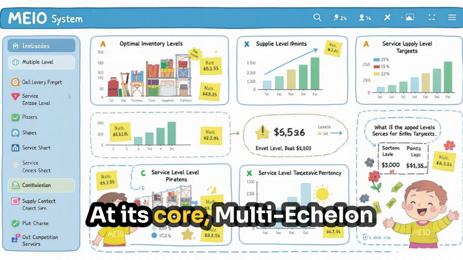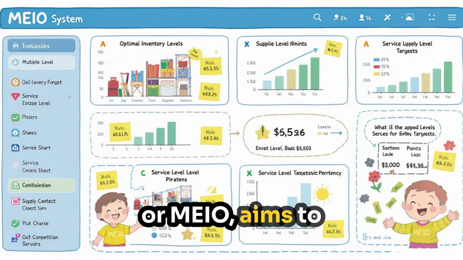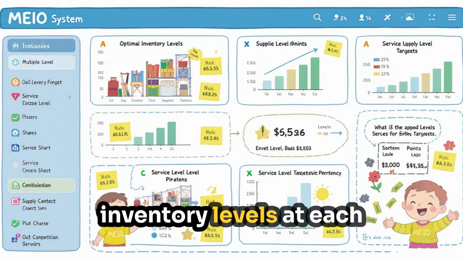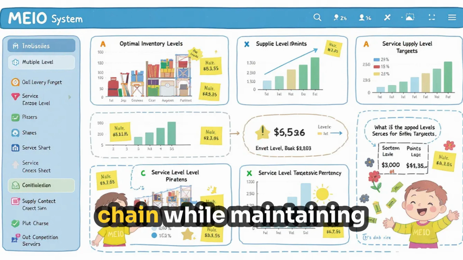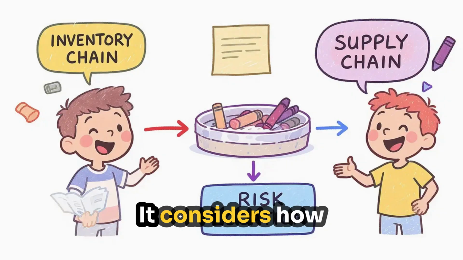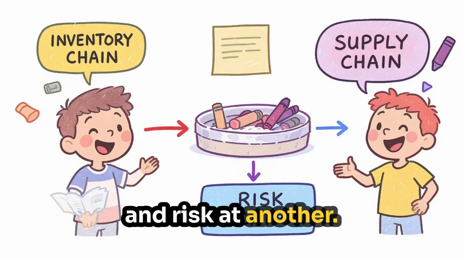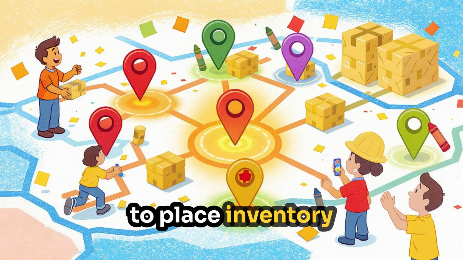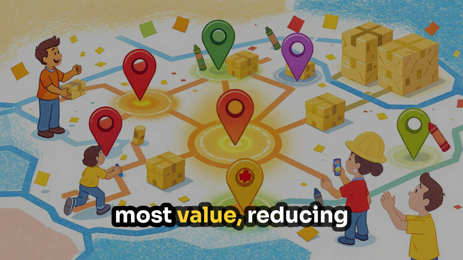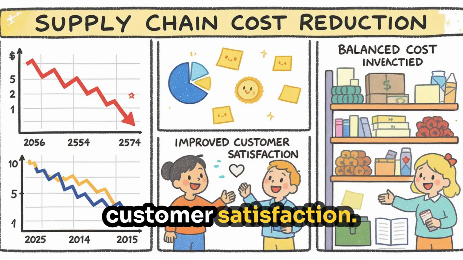At its core, multi-echelon inventory optimization, or MIO, aims to determine the optimal inventory levels at each point in the supply chain while maintaining overall service targets. It considers how inventory at one location affects availability and risk at another. This allows businesses to place inventory where it provides the most value, reducing total system costs without compromising customer satisfaction.